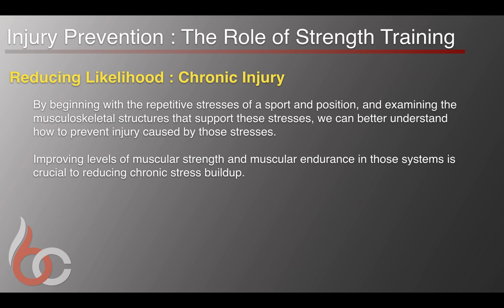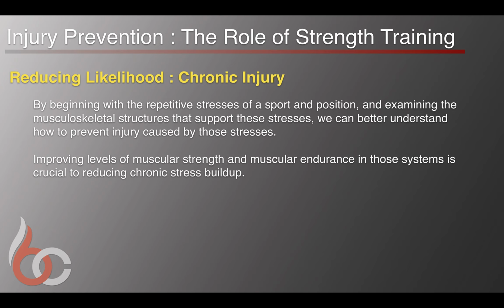So we want to look at the role specifically, and we want to look at what the cause of the injury is specifically, and then we want to say, okay, well, how can we mitigate that, or how can we slow that down? How can we reduce the likelihood? And so by reducing likelihood in chronic injury, we want to say, okay, well, what are the repetitive stresses? And what are the musculoskeletal structures that support those stresses?